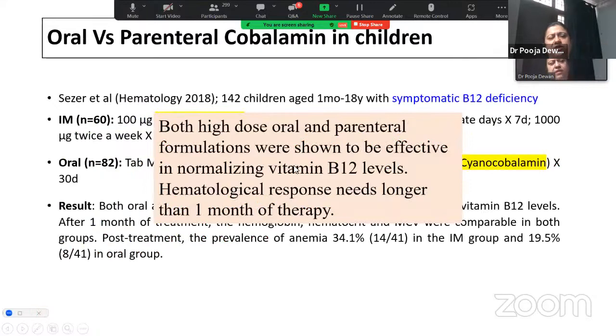So this was a group comparative study in children where it was shown that high-dose oral and parenteral formulations both were as effective in normalizing B12 levels. This study also showed that hematological response can take longer than 1 month of therapy. So this also forms the basis for the duration of your treatment. Next slide.